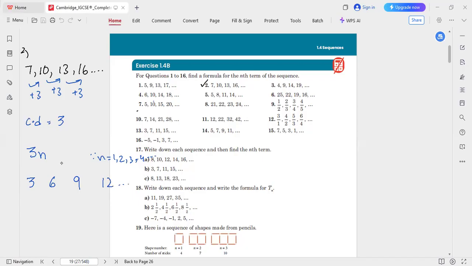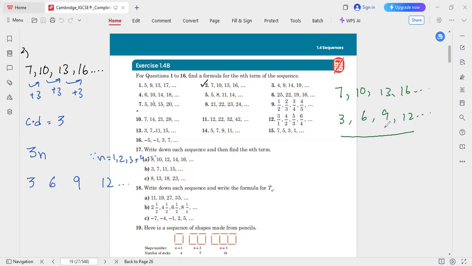So what you will do now, first of all, we will be writing the sequence that they gave us already, and the sequence is 7, 10, 13, 16. And you will be writing the sequence that we just got as 3, 6, 9, 12.